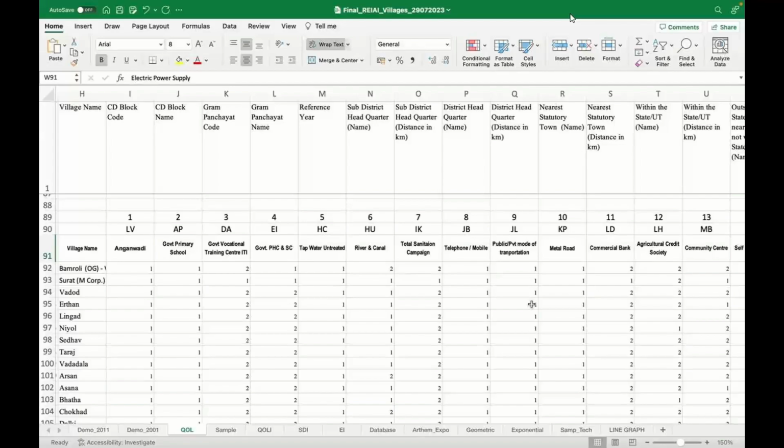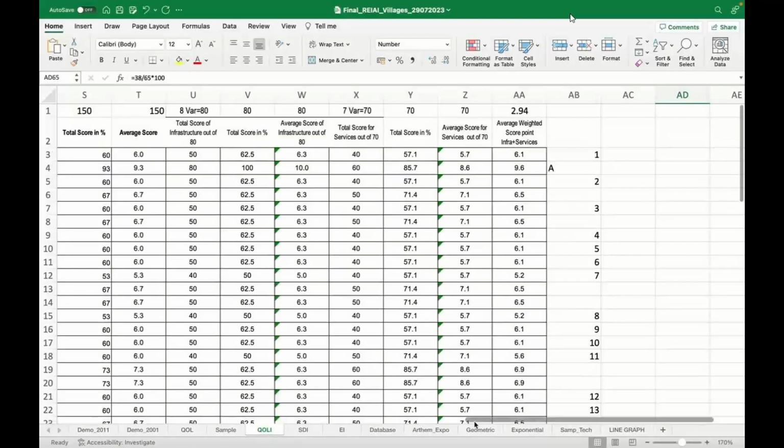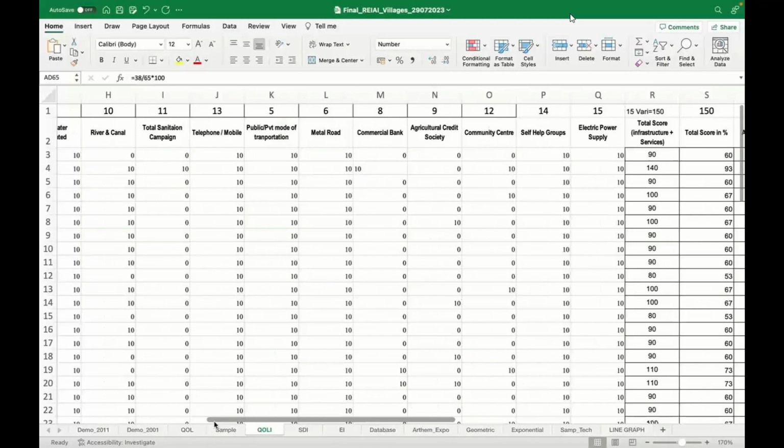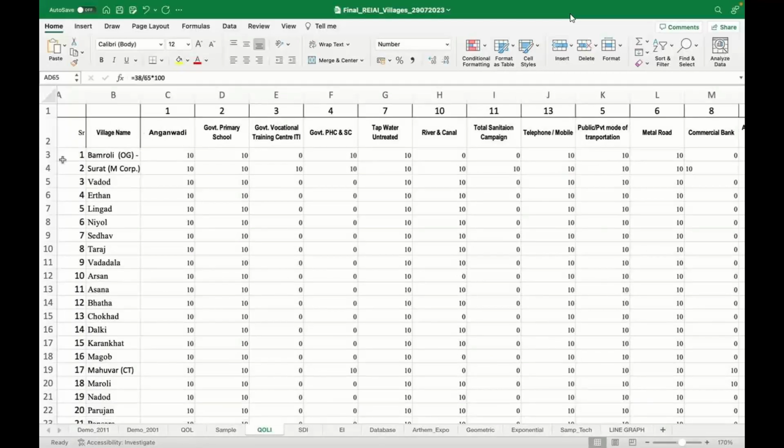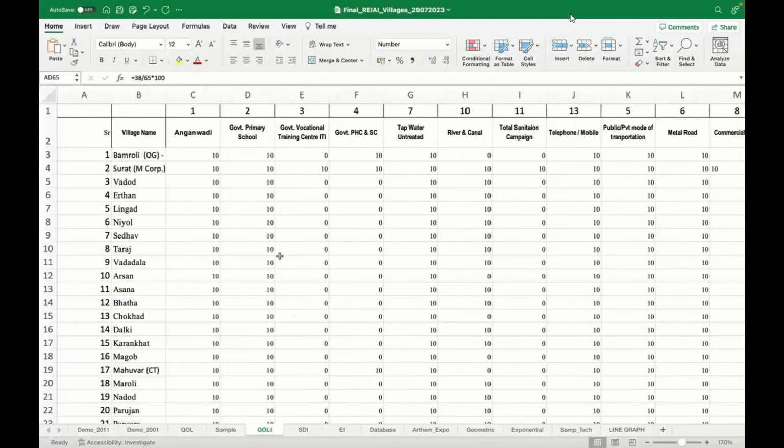Are you getting? Okay. So I have selected for quality of index 1. 1 means it is present, 2 means it is not present. The data of quality of index I have made here in this Excel file, separate Excel file. These 15 indicators, here is the villages, right? And here what happened, I have selected present or absent. If it is present, then 10. If it is absent, it is 0.